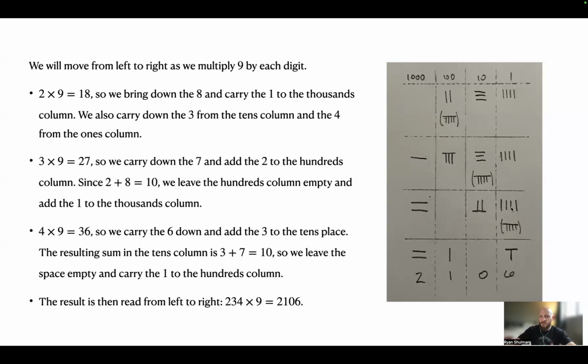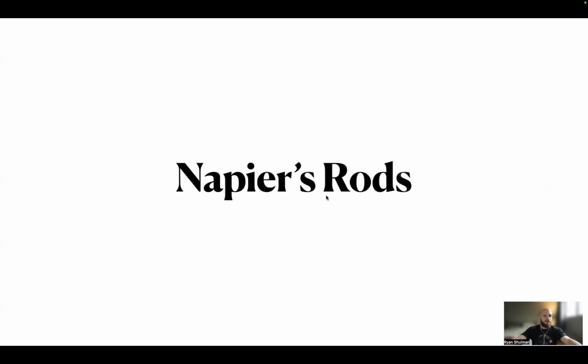And then finally, I'm going to multiply my 9 by 4, which is 36. Same process again. The 6 gets carried straight down, the 3 gets carried over to the tens column, but 7 plus 3 is 10, so this results in just an empty space or a 0. And then the 1 in the tens place gets carried into the hundreds column. And this is my result. This is the end of it. So I just read it from left to right, 2106, and that's the result of 234 times 9.